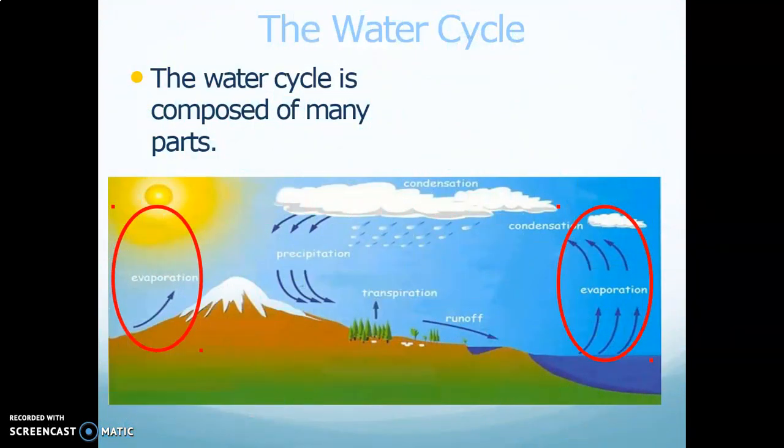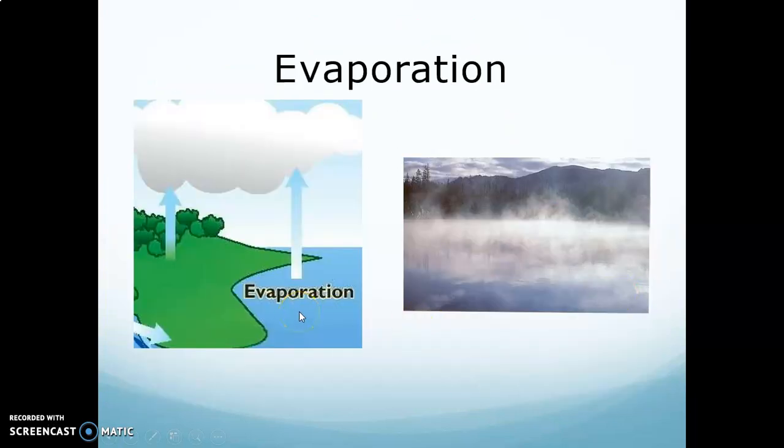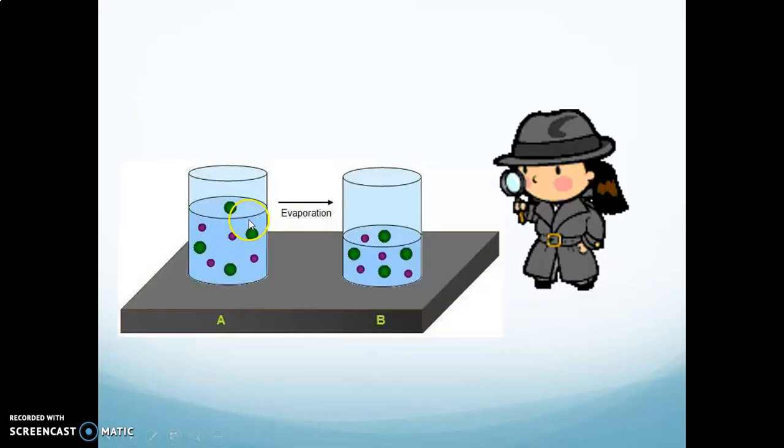Now, as we said, the water cycle is made of many parts. Let's start with the first stage, which is evaporation. Water in rivers and lakes and oceans and streams evaporates, or transforms from liquid to gas, and this is another picture of water evaporating from the ocean. And keep in mind that the amount of water becomes less when it evaporates, right?